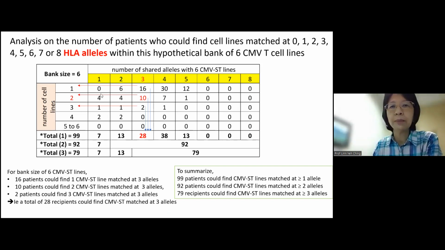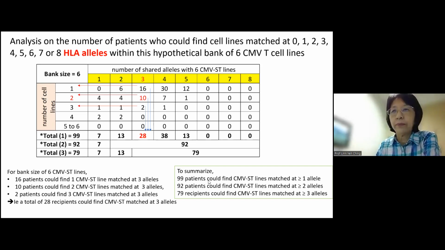With that, we came up with this table that summarizes the matching between the 6 CMV T cell lines and the 100 patients, who serve as hypothetical recipients to simulate a scenario where we need to find a cell line for a patient from this bank of 6 CMV lines. To read this table, for example, there are 10 patients who can find 2 VST lines that match at 3 alleles. Similarly, 16 patients can find 1 VST line that matches at 3 alleles, and 2 patients can find 3 VST lines that match at 3 alleles, for a total of 28 patients who can find CMV T cell lines matched at 3 alleles within this bank of 6 VST lines.